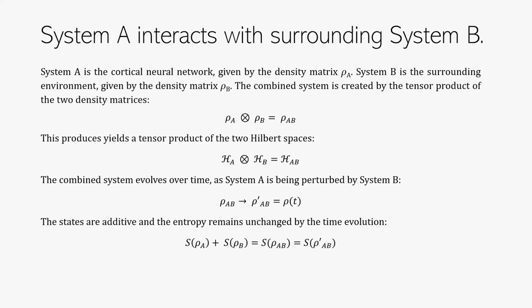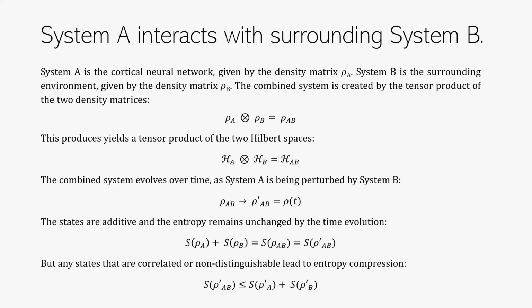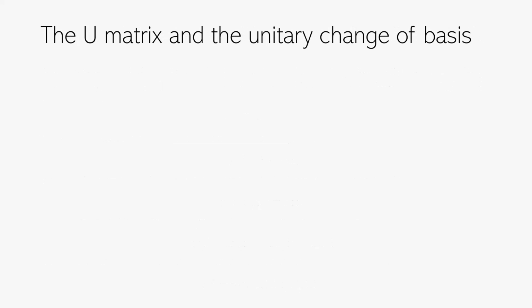The two system states are additive, and the entropy remains unchanged by the time evolution itself. But any states that are correlated or non-distinguishable will lead to entropy compression, and that's because entropy is additive in uncorrelated systems, but subtractive in correlated systems. Mutual redundancies in system states are naturally reduced because they simply can't coexist. So now we'll look at the U matrix and the unitary change of basis to find out how exactly this compression occurs.